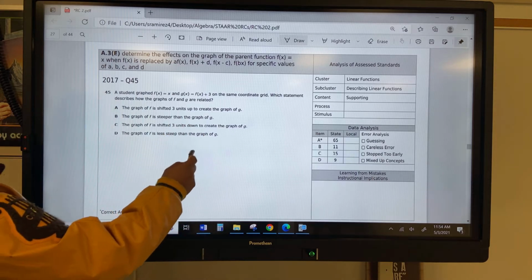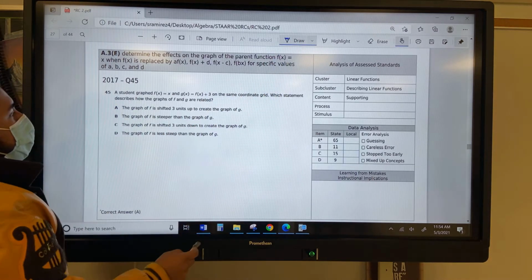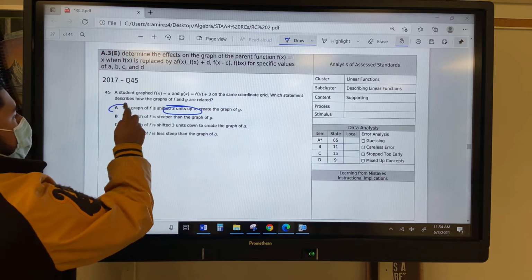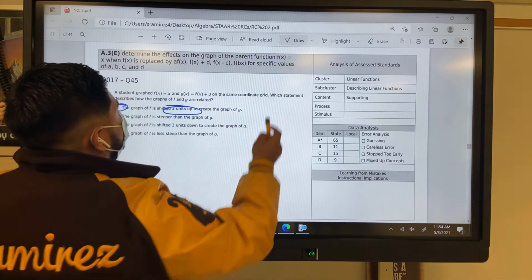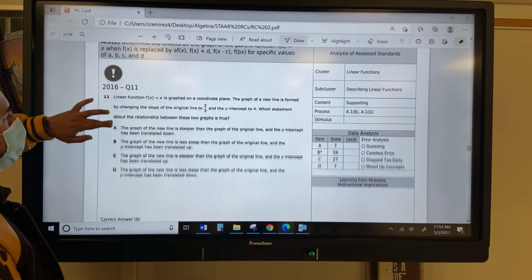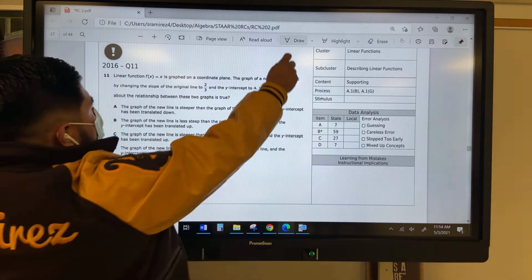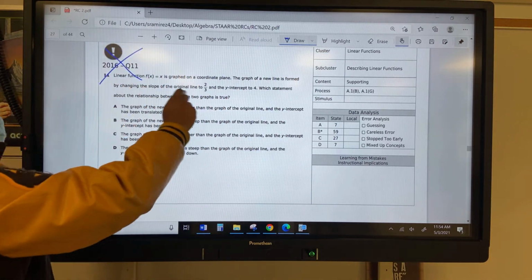Here's another one. You should know what plus 3 means. Plus 3 means I'm going up. And that's it. Yeah, easy peasy. Come on, ladies and gentlemen. This one's really hard. I don't think this will happen, so don't worry about this one.